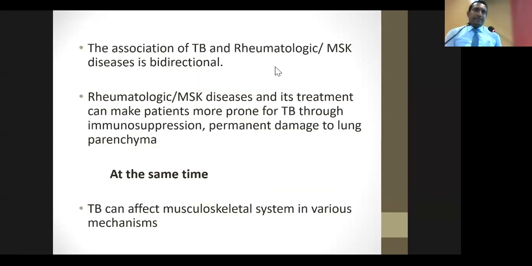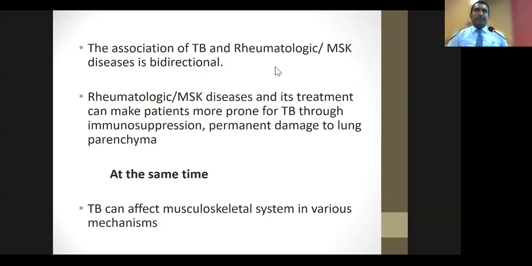The association of TB and musculoskeletal or rheumatological disease is bidirectional. Why I say that is because TB can cause rheumatological and musculoskeletal diseases, which is what I'm going to talk about today, and the vice versa is also true.